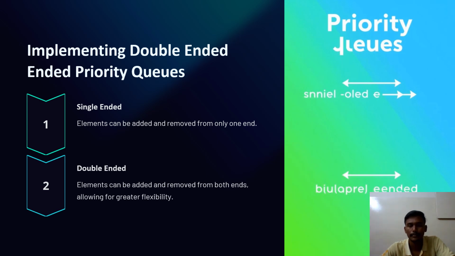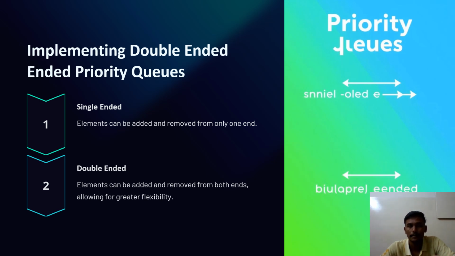Implementing double-ended priority queues: single-ended and double-ended. In single-ended, elements can be added and removed from one end. Means here an element can be added from one end and it is removed from another end. Only one end is used for insertion and another end is used for deletion. Here the insertion cannot be done from the point where the element is removed.